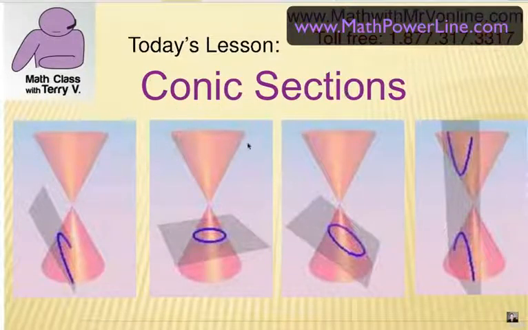A conic section is a curved intersection between a plane and a pair of cones, sometimes just one cone. So previously I talked about parabolas. We've been working on circles. Coming up, we'll be doing ellipses and hyperbolas. All right?